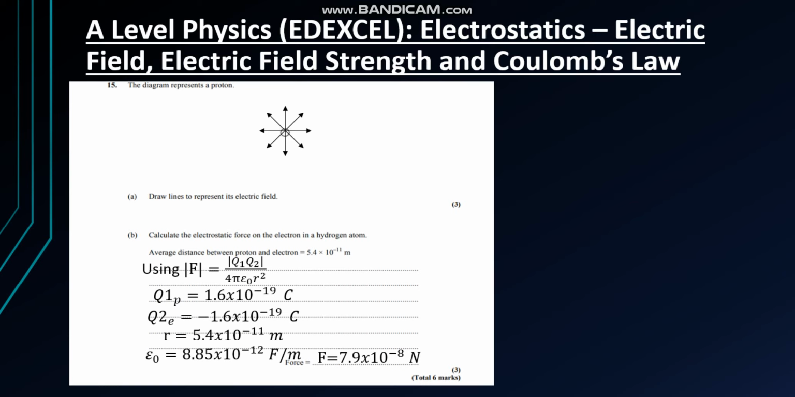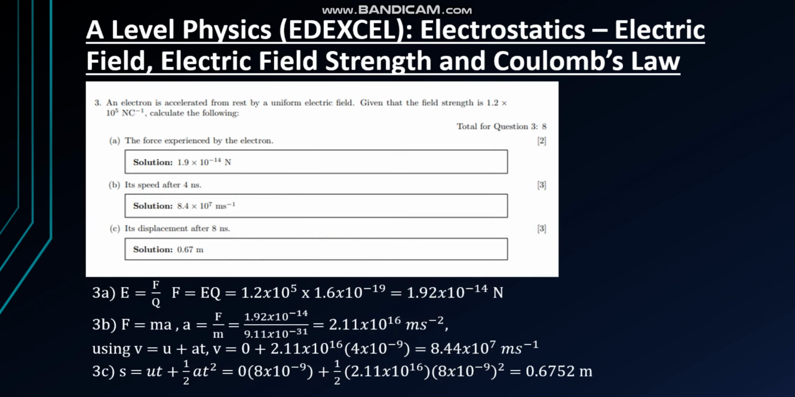We also apply the constant, which is the permittivity of free space in a vacuum, which is given as 8.85 times 10 to the minus 12 farads per meter. Substituting all of these values into Coulomb's law, into that given formula for the force, we end up with a value of 7.9 times 10 to the minus 8 newtons.